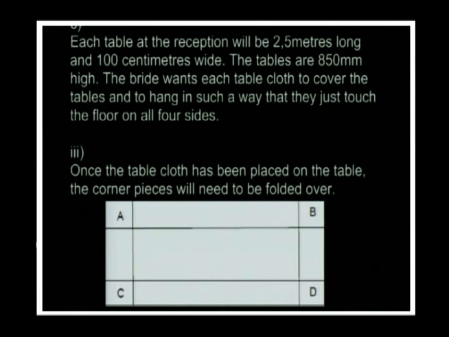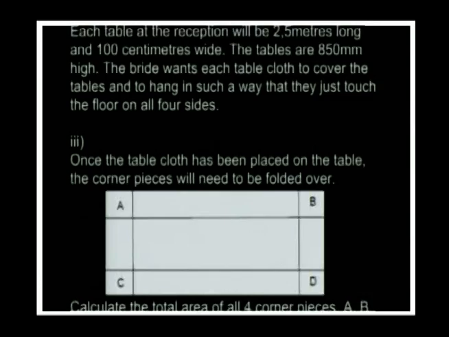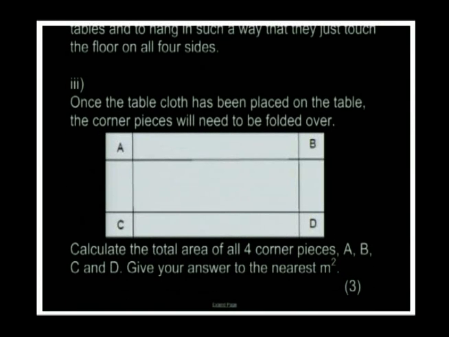Once the tablecloth has been placed on the table, the corner pieces will need to be folded over. Now, here's the diagram we drew earlier. Do you remember? We said this part here was 0,85 meters, and this part was also 0,85 meters. Because it folded over the edge of the table in such a way that it had to touch the floor, and the height between the floor and the top of the table was 0,85 meters.